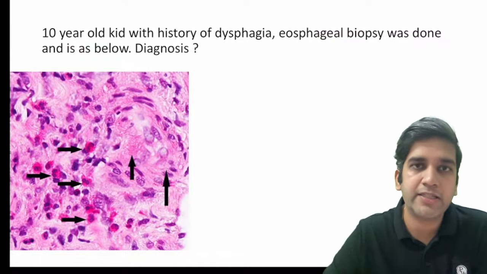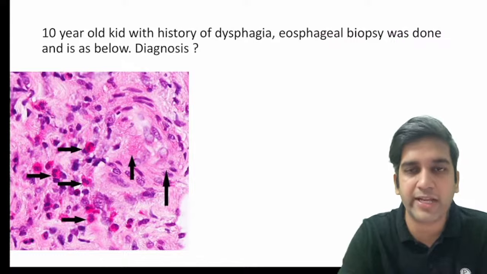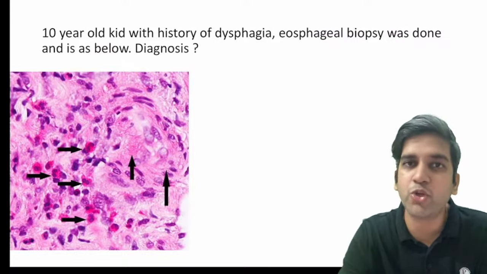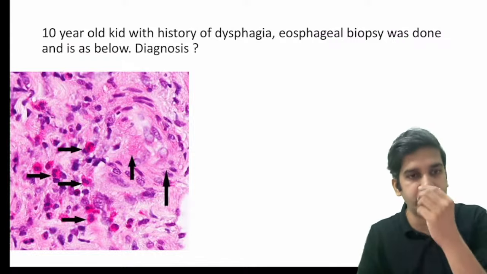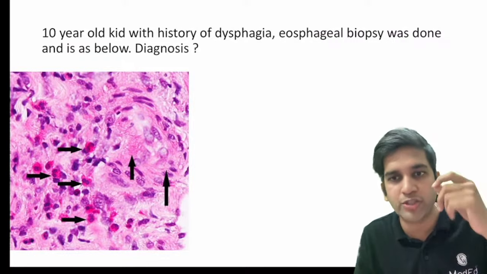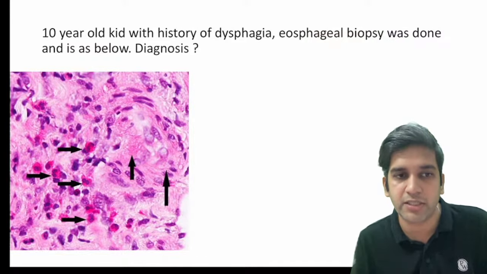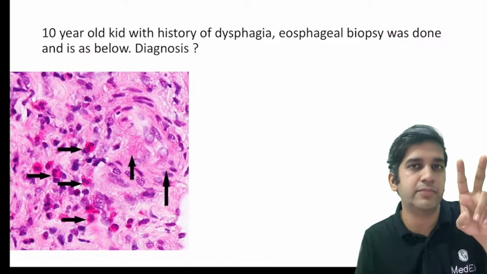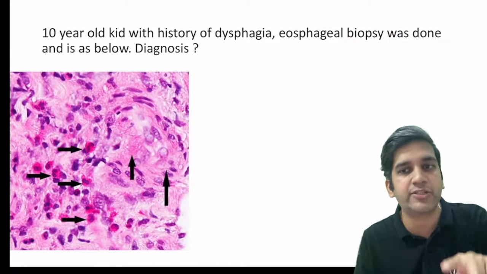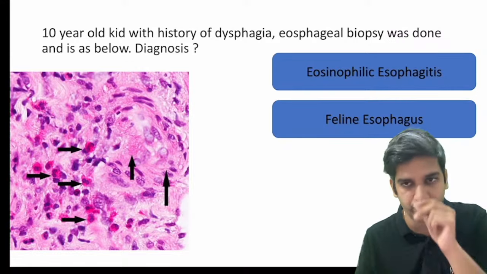10-year-old kid, dysphagia, esophageal biopsy was done. And this is what is seen. What's your diagnosis? I'll give you a clue. This is a very unique gross finding also. It's an esophageal lesion, right? Can you add on to that your drug of choice? What esophagitis? What is the inflammatory cell here? It has an endoscopic finding which looks like a cat's tail. Perfect. Eosinophilic esophagitis or your feline esophagus, right?